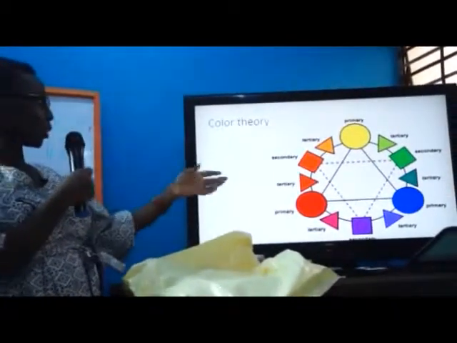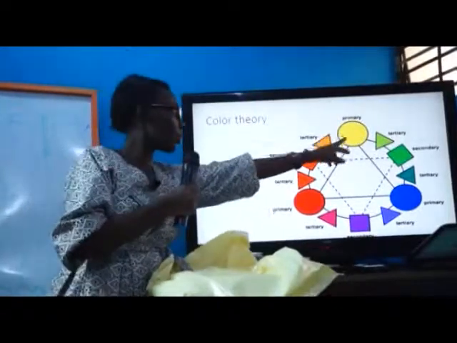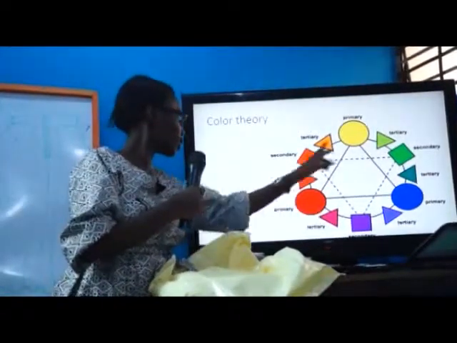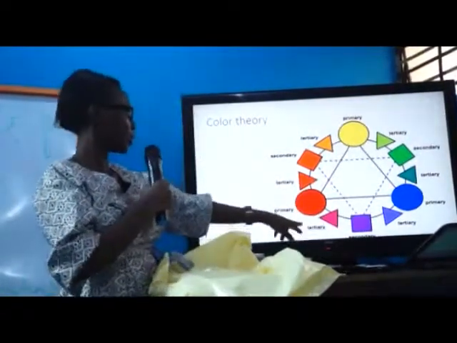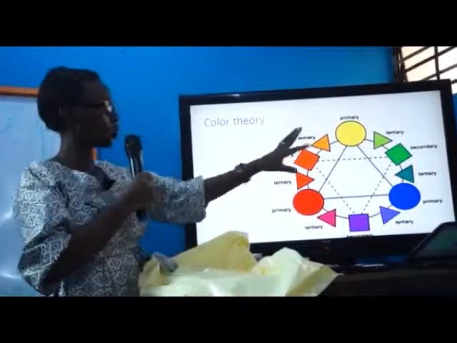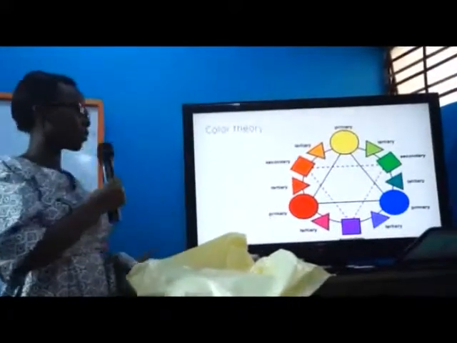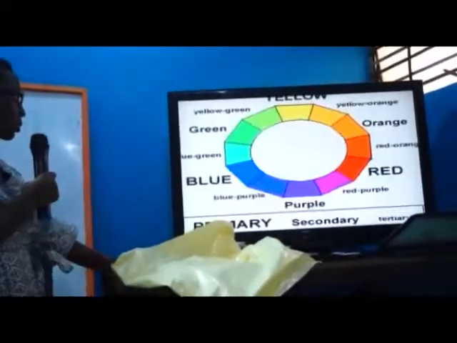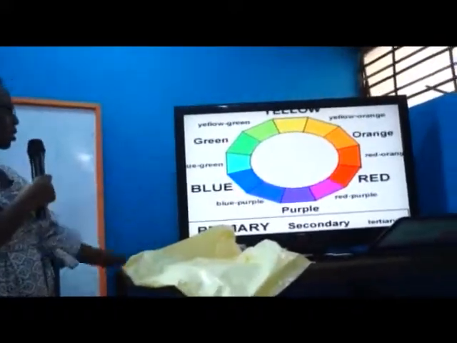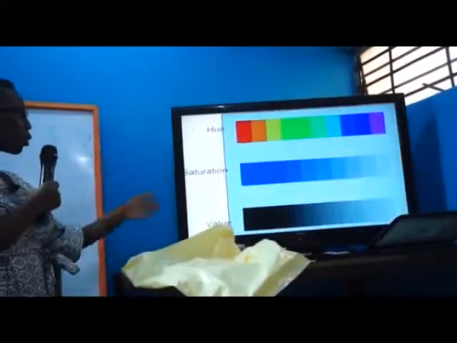So this is the color wheel. It's showing us all the colors. This is the primary color, red, yellow, blue. And in between, we have tertiary colors, a mixture of all those. Just a further explanation of all the CMYK and the color models. So this is just illustrating the same thing, the color wheel.